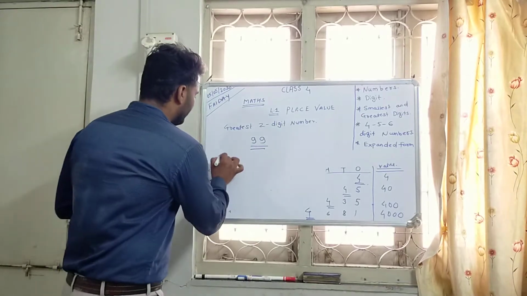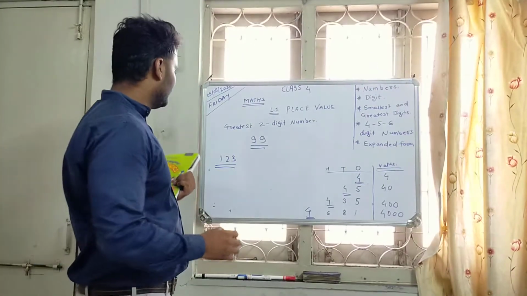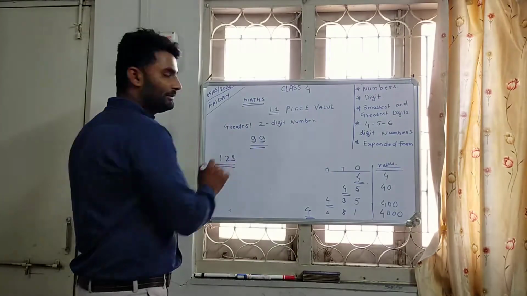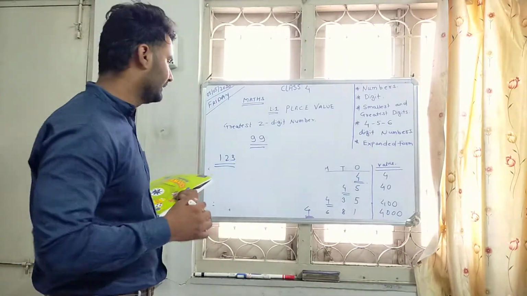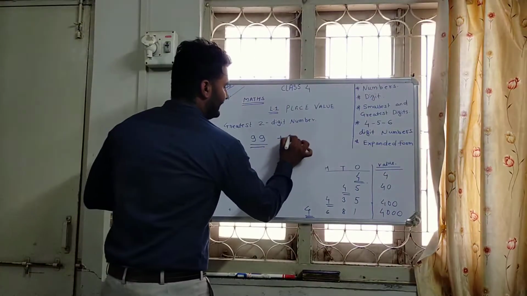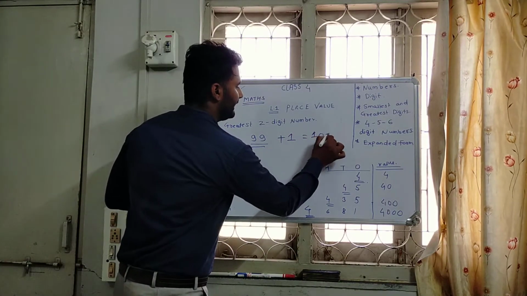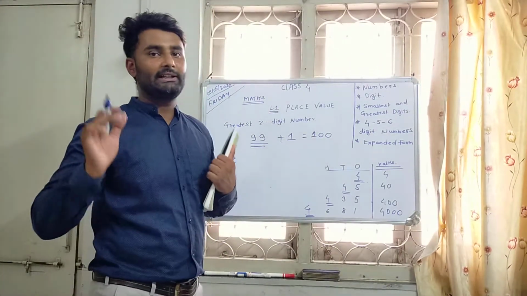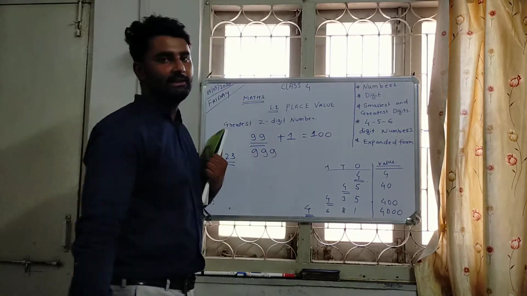So if I write here 123, 123 is a three digit number. So it has specific values of ones, tens, hundreds, and so on. While adding 1 to 99, we get 100, and 100 is the smallest three digit number. Now I want to see the greatest three digit number. The greatest three digit number is 999.